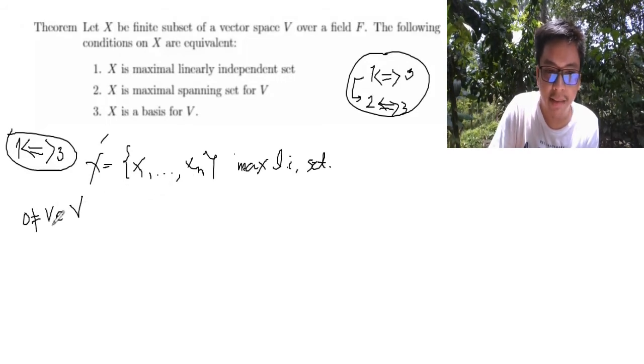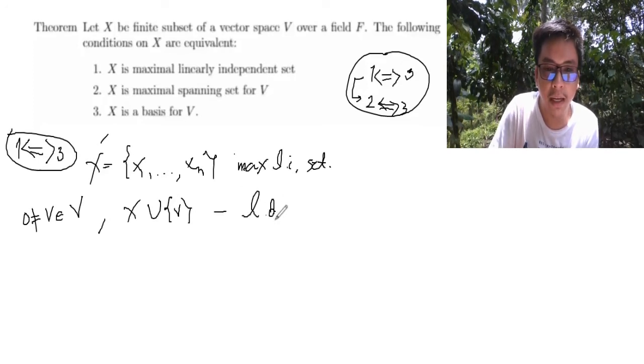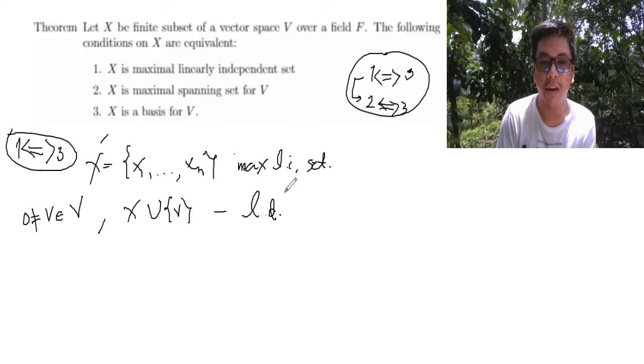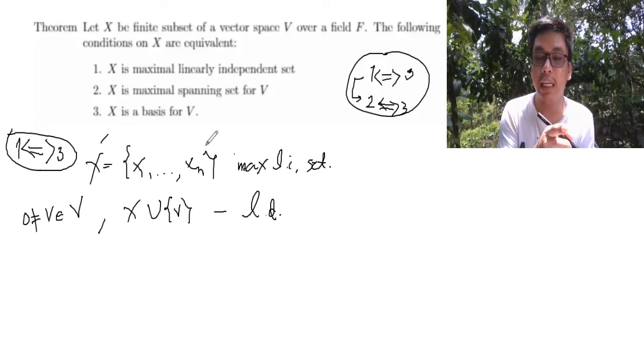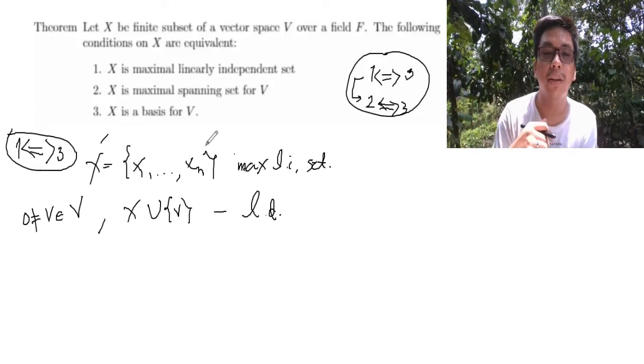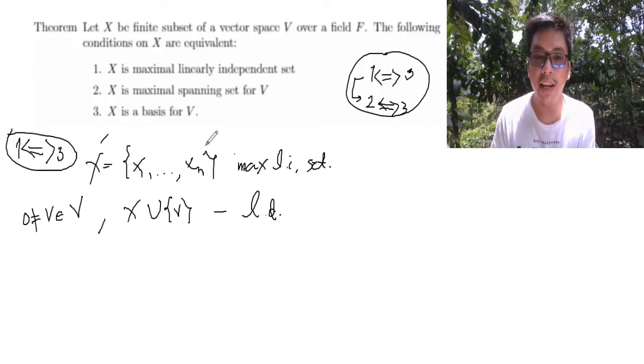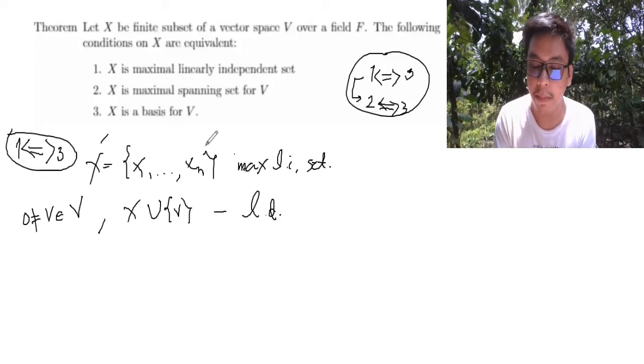If you add this v to the set X, so let's say X union the set containing v, then this is already linearly dependent, right? Because X is already maximal. If you add that, then that's not the X anymore. Remember, X is already a maximal linearly independent set. If you add another element, it's something else, and that's greater than X, so it's pretty sure that it's linearly dependent.